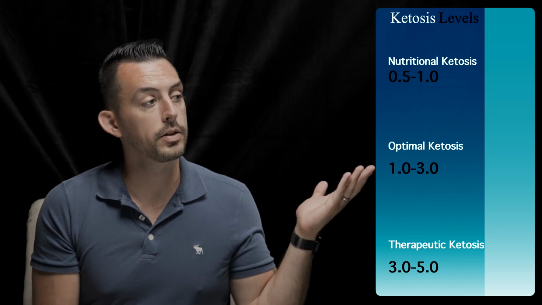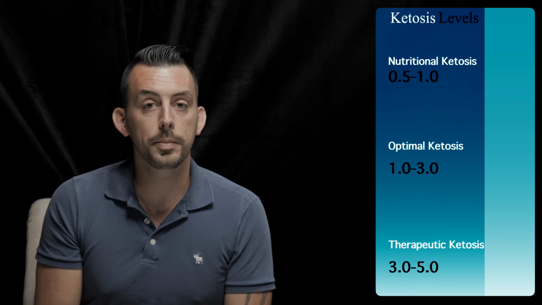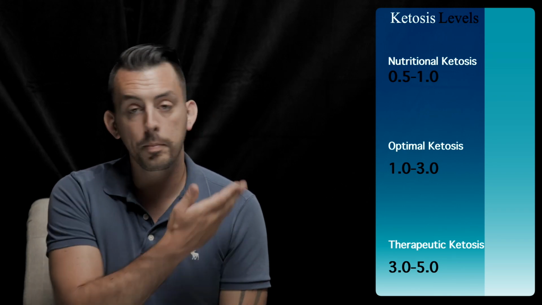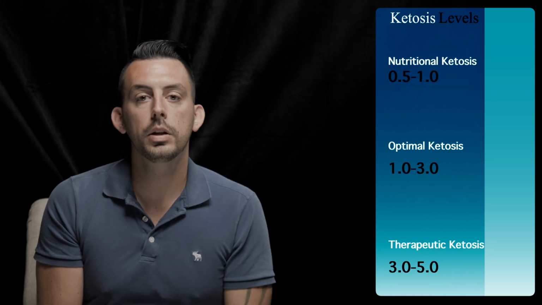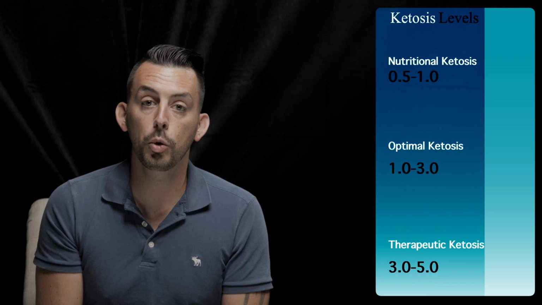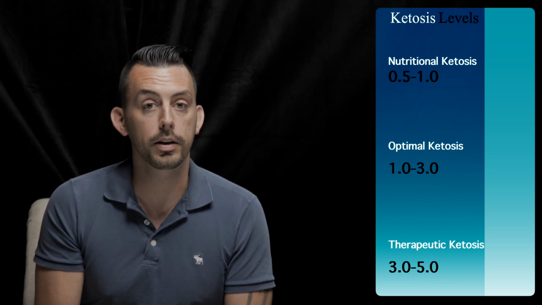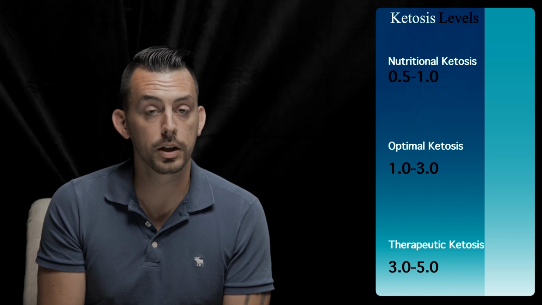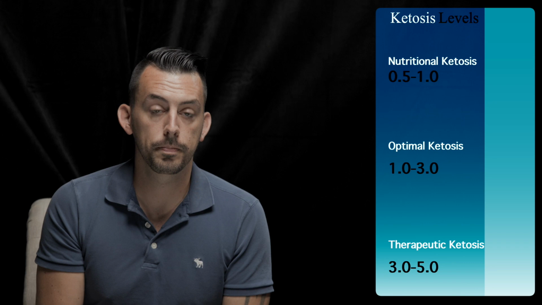So why do these exist, and why do we bother defining them differently? They're defined differently because you may achieve different benefits from being in these levels. With nutritional ketosis, the primary goal is weight loss. With optimal ketosis, your primary goal may be maintenance of weight loss, as well as improved health benefits in other areas, such as reduced inflammation, continued diuresis, and stabilization of certain hormones.